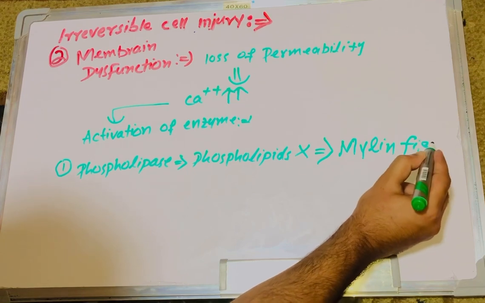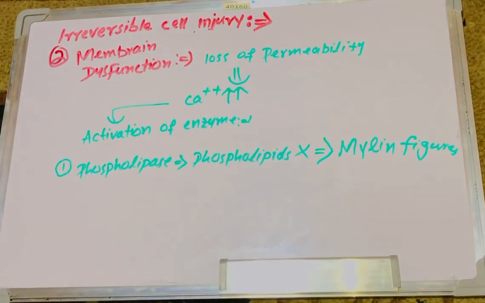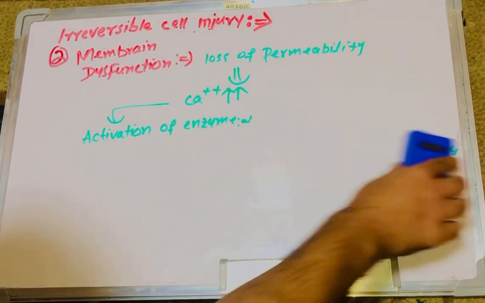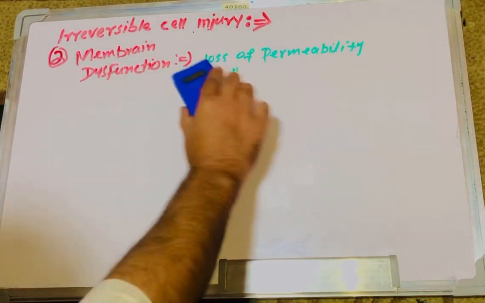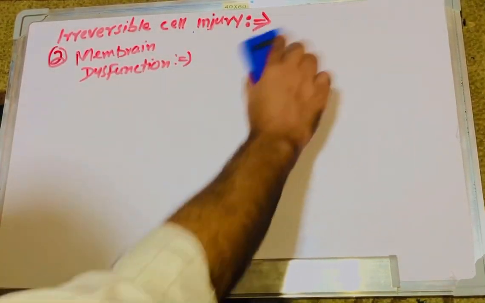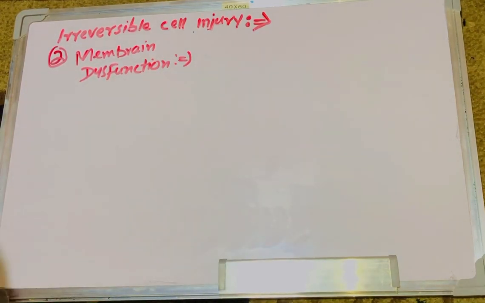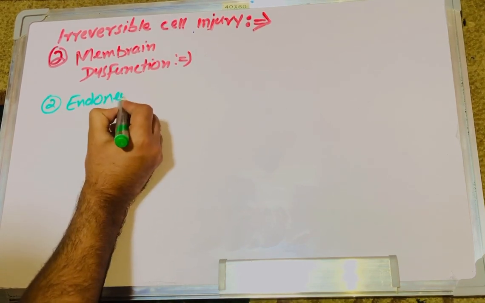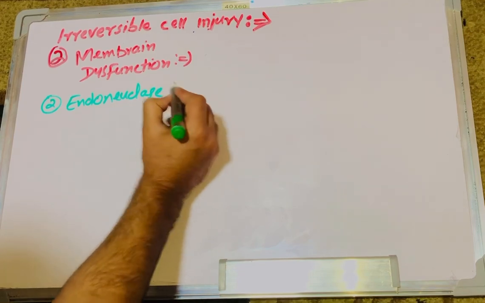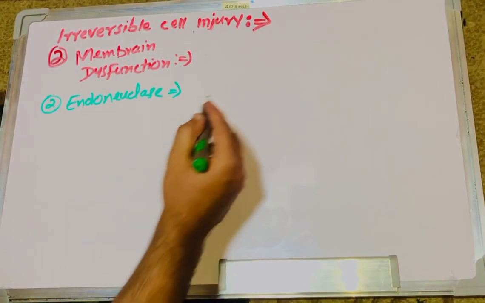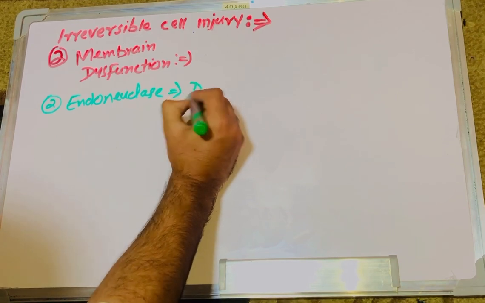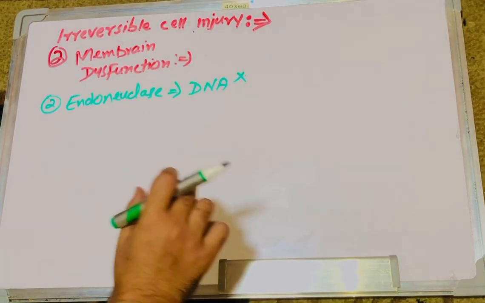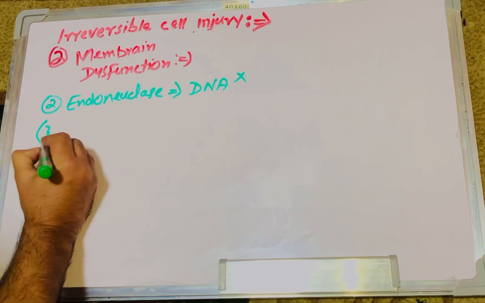Myelin figures form due to phospholipid breakdown caused by the increased calcium level in the cytosol. Number two, endonuclease enzyme will be activated due to the increased cytosolic calcium. What is the function of endonuclease? It damages the DNA. So phospholipid breakdown occurs, and number two, DNA damage will occur in irreversible cell injury.